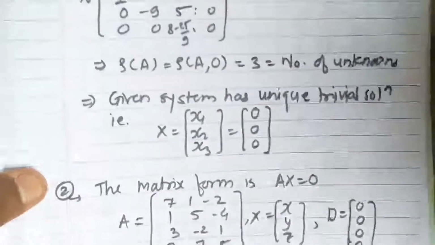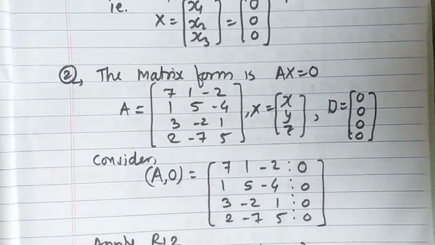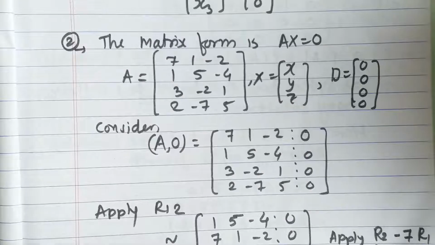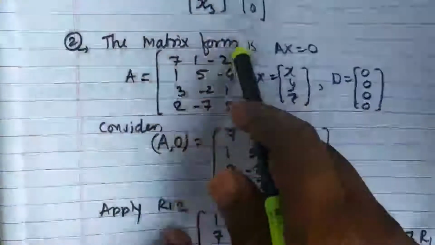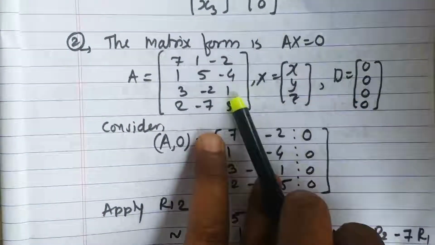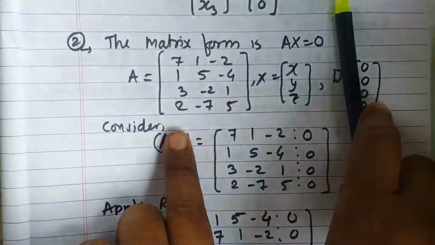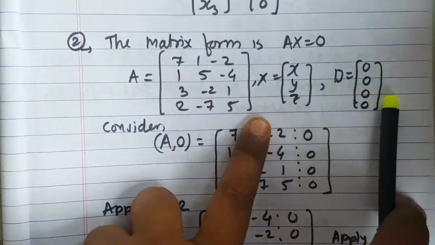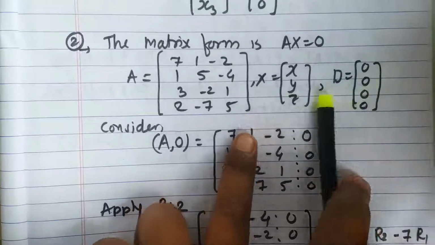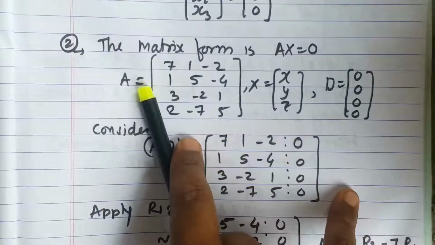Now let us do the second example. The matrix form of the second example is A equal to 7 1 minus 2 1 5 minus. There are a total of 4 equations in the second example, and those 4 equations will give us a 4 by 3 matrix. Unknowns are 3: x, y, z, and the right hand side matrix is also 0 0 0, of 4 by 1 order, because we have a total of 4 equations.